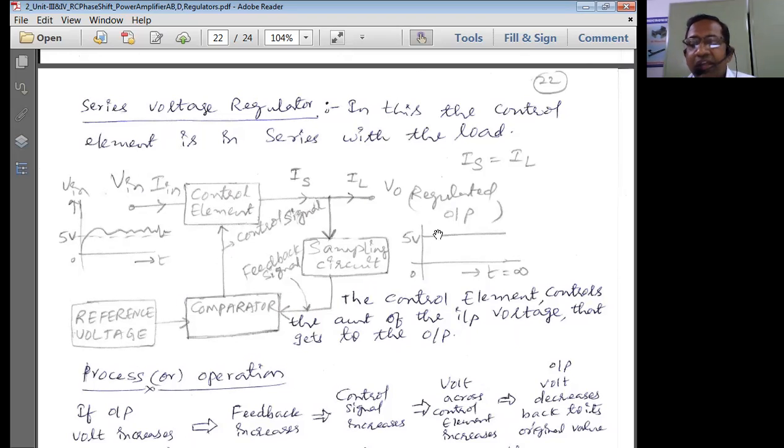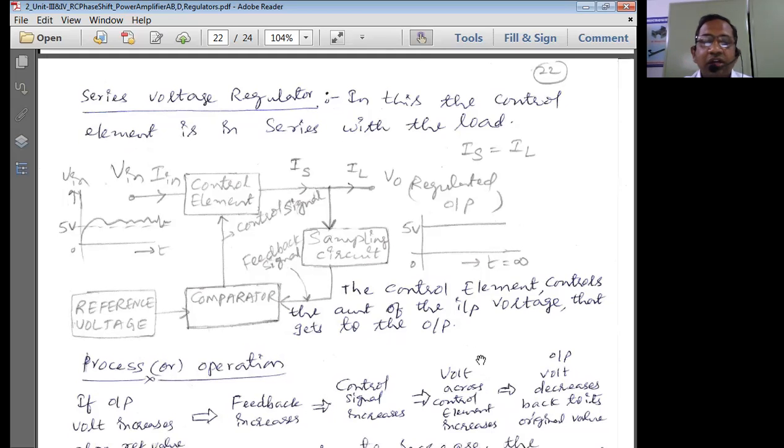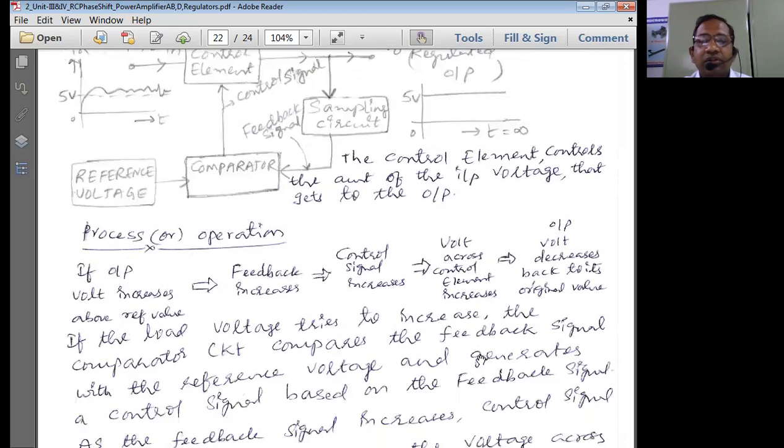That's all it is. If the control element is connected in series to the load, it is called a series voltage regulator. If the control element is connected in parallel or in shunt to the load, then it is called a shunt voltage regulator circuit.